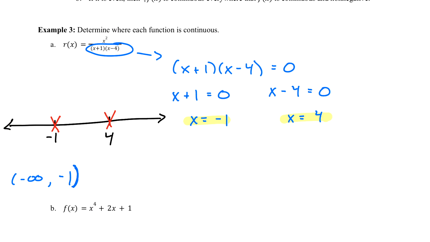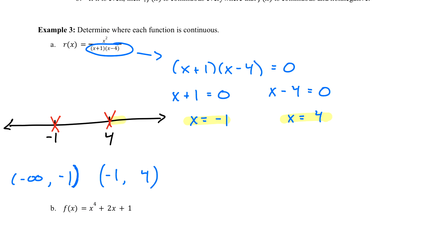Then we've got this section right here between negative 1 and 4. So this one hopefully is a little bit easier to see. My left endpoint would be negative 1. My right endpoint would be 4. Again, both of these two numbers, our function is not continuous at them. So I want to use parentheses around those to show, hey, it is not continuous at those two x values. So those numbers are not included in our set.